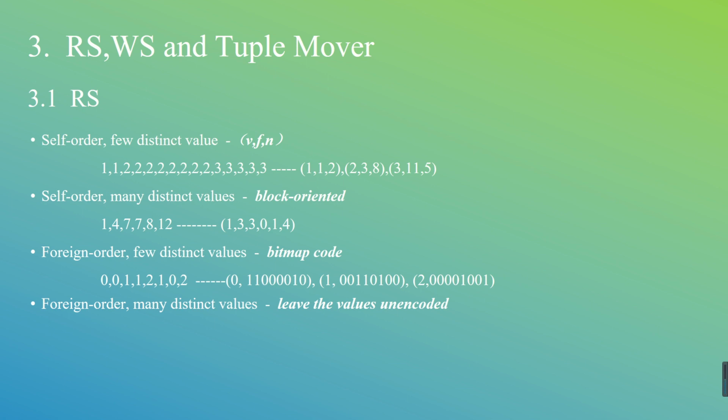Okay. The third part is readable storage, writable storage, and the tuple mover. Readable storage is the read-optimized column store. The encoding chosen for a column depends on its order. Let's describe its encodings below. Type 1 encoding is represented by a tuple of value, position, and number. Moreover, the height of the index with large blocks is small.